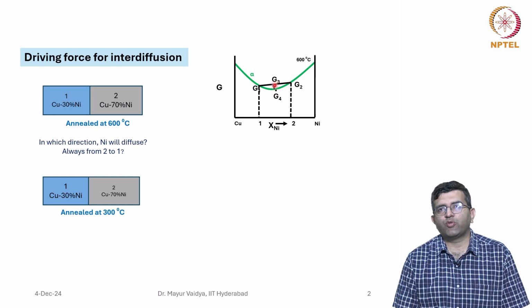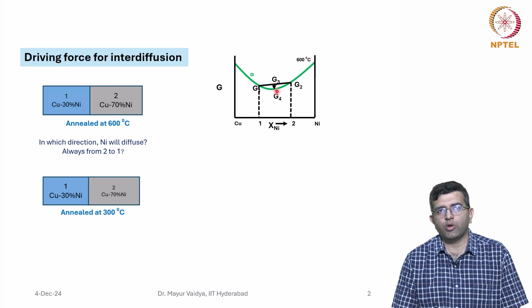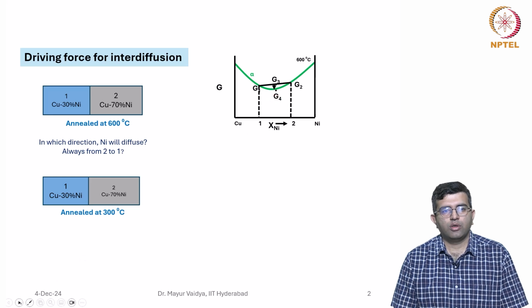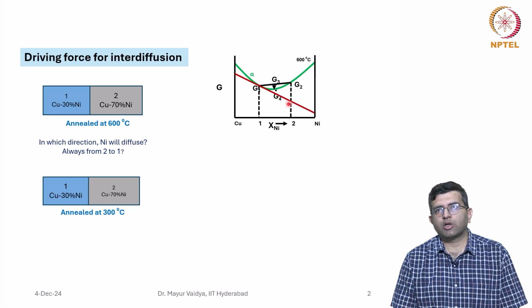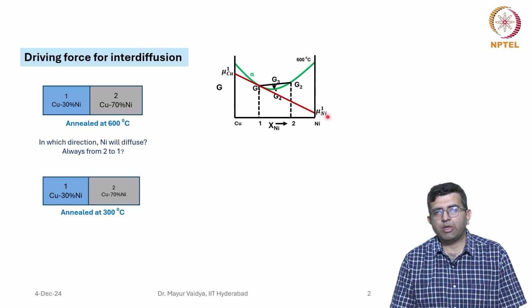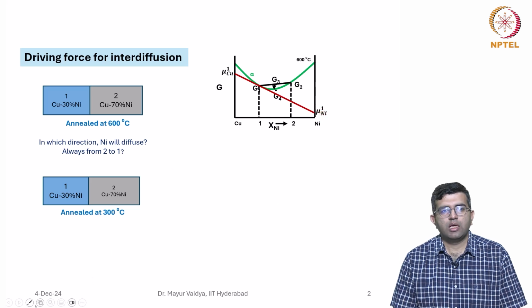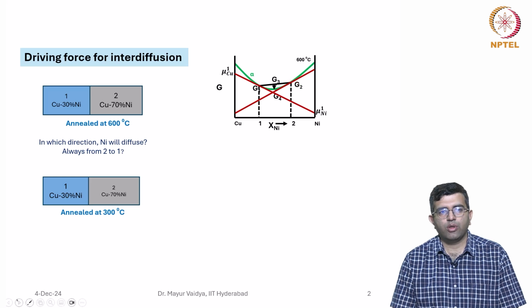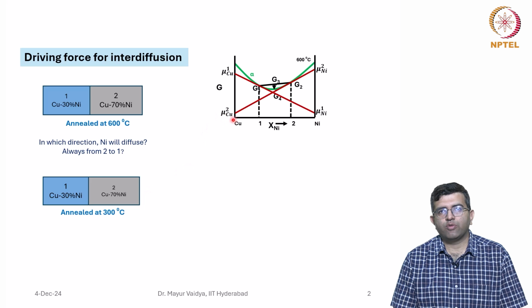So how can the system move to this G4? By the process of diffusion. Now, if I draw a tangent at this point for alloy 1, this point here will give me mu of copper in alloy 1. Recollect the discussion on chemical potential in the previous lecture, and this point will give me mu of nickel in alloy 1. Similarly, if I draw the tangent at this point G2, then this point will give me mu of Cu in alloy 2, and here mu of Ni in alloy 2.